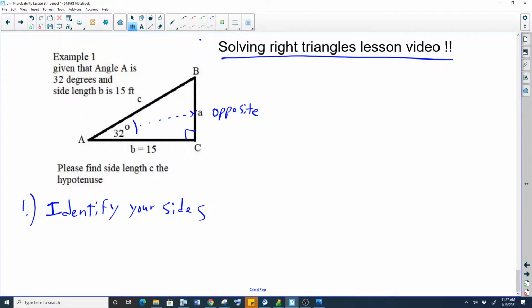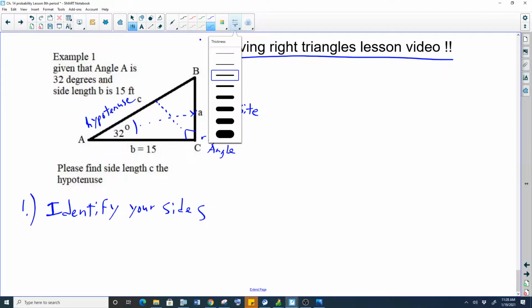Angle C is our right angle. And so across from the right angle is our hypotenuse. So that's going to be our hypotenuse. So that's side length c is our hypotenuse. And then last but not least, if that's hypotenuse, that's opposite.